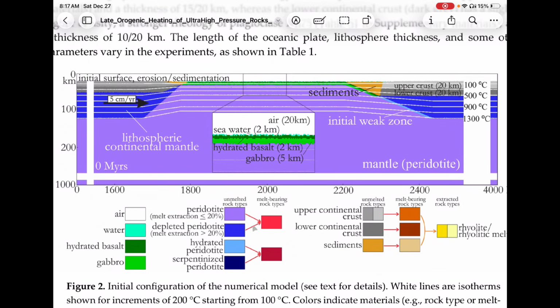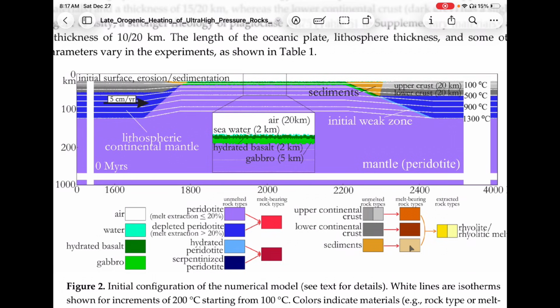And then over to the right here of the peridotite and the depleted peridotite, you have a lighter, bright red. And then to the right of the hydrated peridotite and the serpentinized peridotite is this darker red. And then there's other different things going on in there, and they talk about these melt-bearing rock types, both in the peridotites being melted, and then also in the continental crusts being melted.